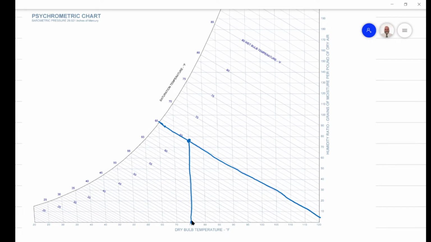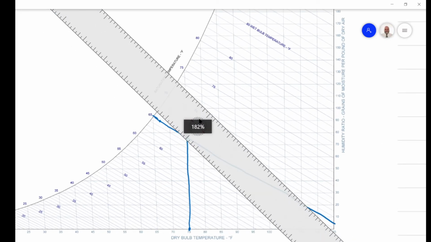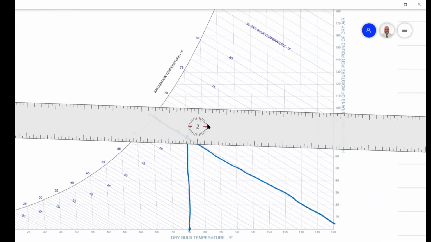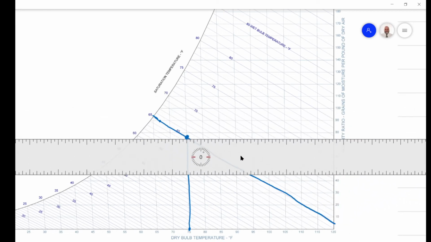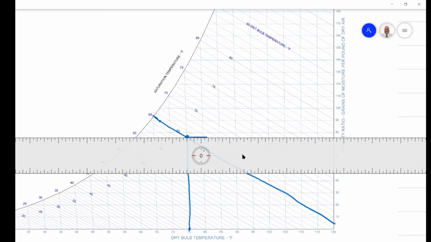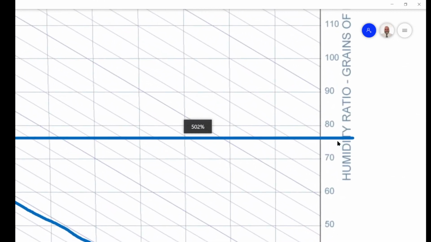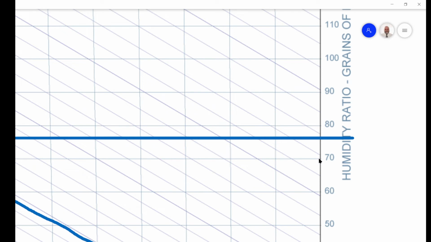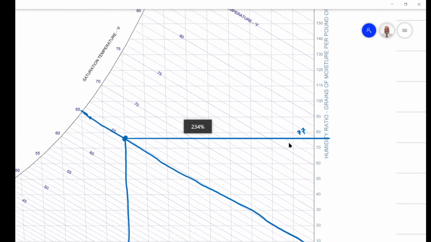Now, if we are going to increase the humidity, I can use this ruler and see what is the content of water in this air. I can simply put the ruler here, draw a line like so, remove the ruler, go here and see that it is between 70 and 80 grains of water at that point, but closer to 80. I can maybe call it 77 grains of water in this case.